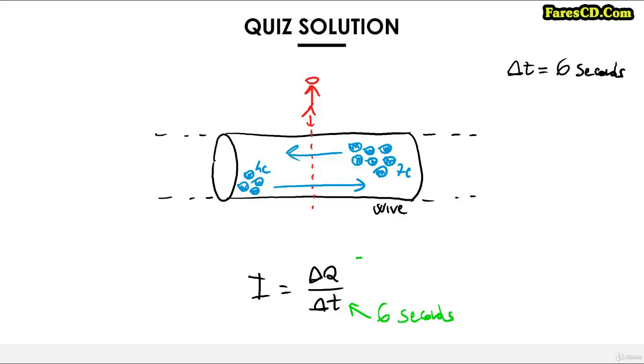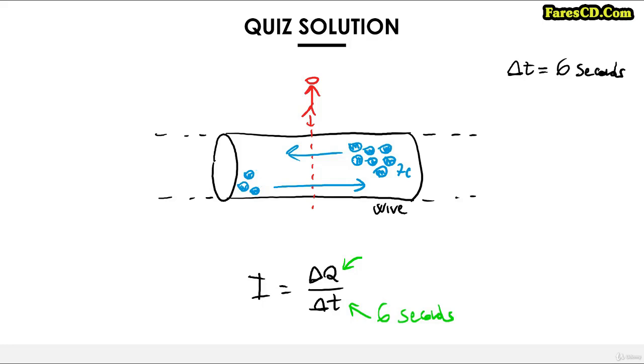Delta Q is a little bit more complicated. However, if you recall the correct definition of a current, delta Q is in effect the net amount of charge that is passing through the section of a wire. So in this case, because we have 4 coulomb moving from left to right and 7 coulomb moving from right to left, we can say that the net amount of charge moving through the wire is an amount of charge equal to 3 coulomb moving from right to left.